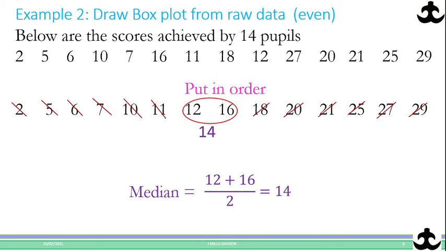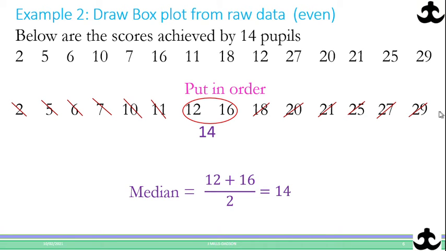That gives us 14. Now, that also split the data into 2 halves. Now remember, the 14 is not part of the data. So when it's split into 2, one half will start from 12 all the way down. The other one will start from 16 all the way up here.